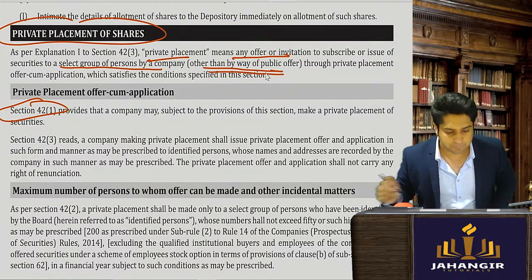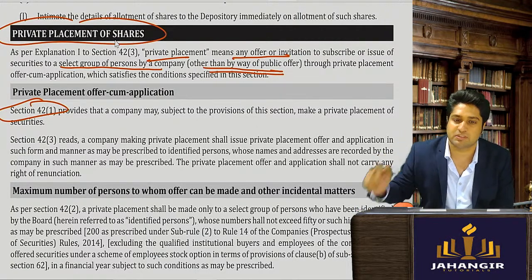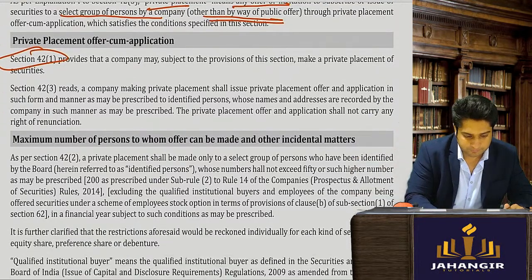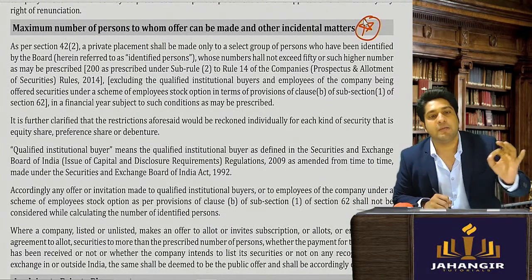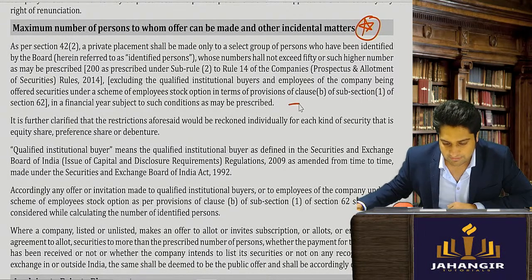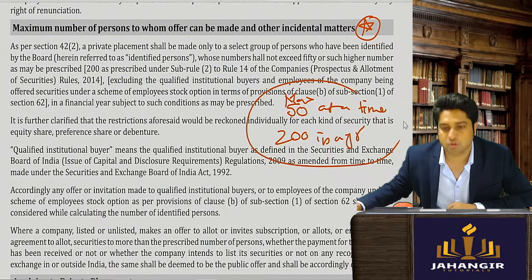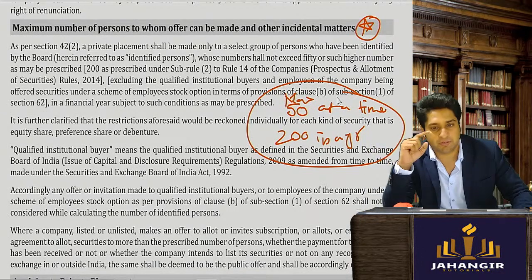As a private placement is generally when it is privately placed to a selected group of persons. Now, this is very important. How many persons can we issue it to? So the answer is it should not exceed 50. Max 50 at a time and 200 in a year. So when we are making a private placement, we can make it to a maximum of 50.